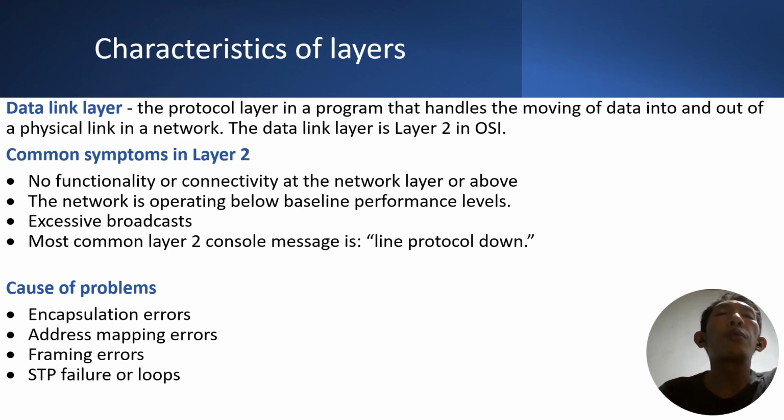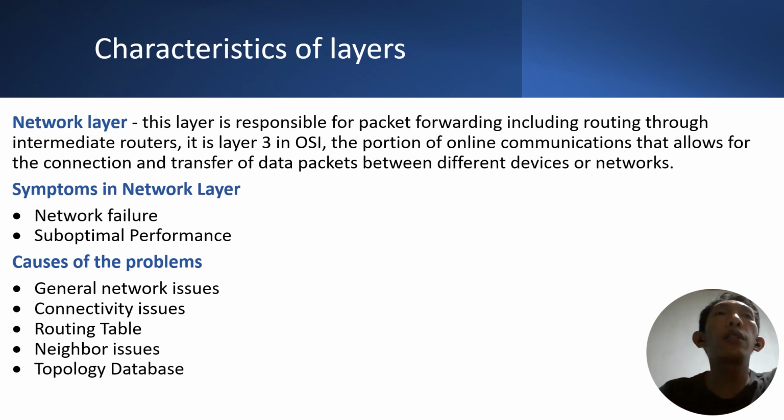STP failures or loops. The characteristic of the network layer: this layer is responsible for packet forwarding, including routing through intermediate routers. It's layer 3 in OSI, the portion of online communication that allows for the connection and transfer of data packets between different devices or networks. The symptoms in the network layer are network failure and suboptimal performance. Causes of this problem are general network issues, connectivity issues, routing table, neighbor issues, topology database.